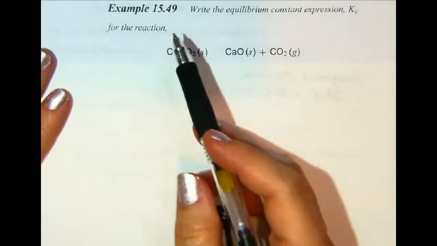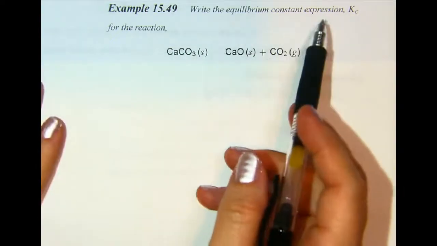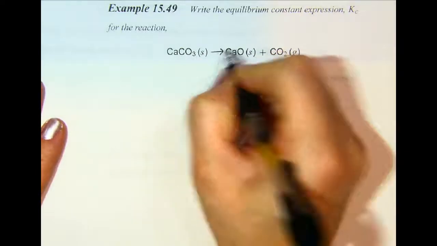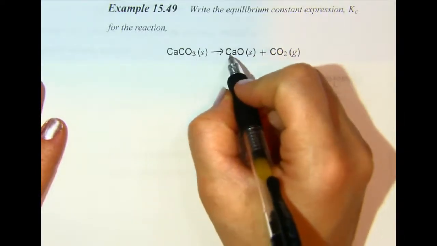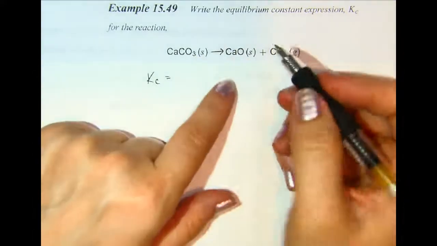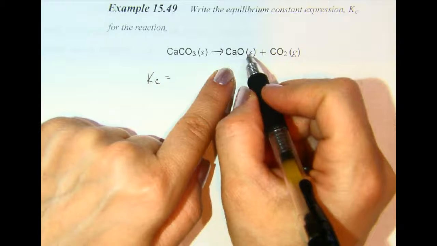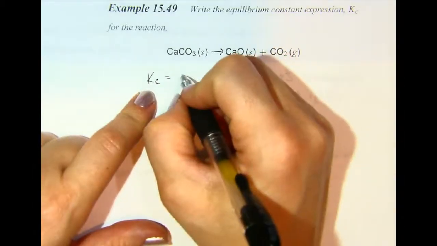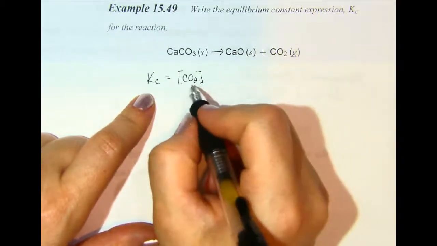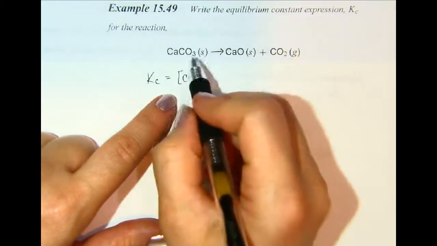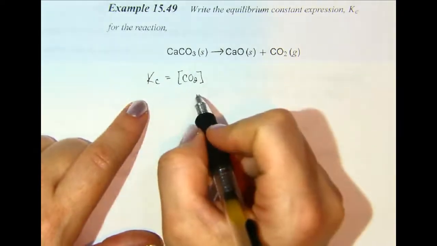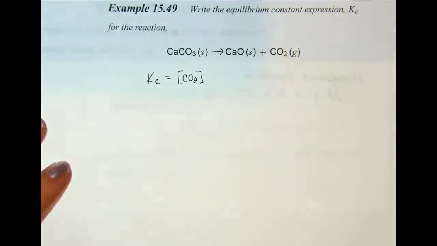So example 15.49, write the equilibrium constant expression Kc for this reaction. And we have calcium carbonate solid yields calcium oxide solid plus CO2. So Kc equals, and I'll look at my products and I'll ignore this because it's a solid. I'll include carbon dioxide because it's a gas, and raised to the first power because that's its coefficient. And then I'm going to put this over the reactants. However, because that's a solid, I will not include it either, and therefore my equilibrium expression is just Kc is equal to the concentration of CO2.